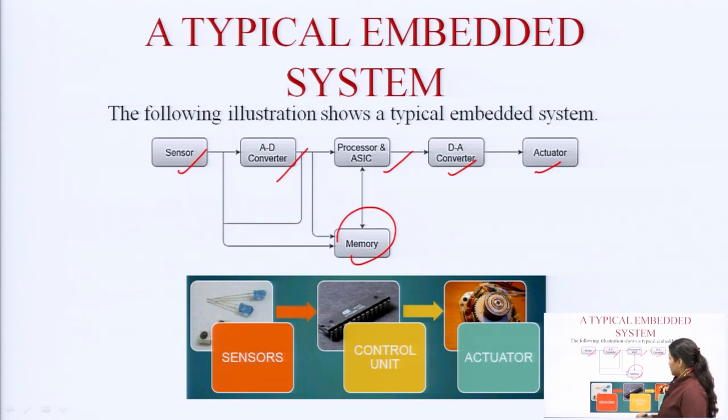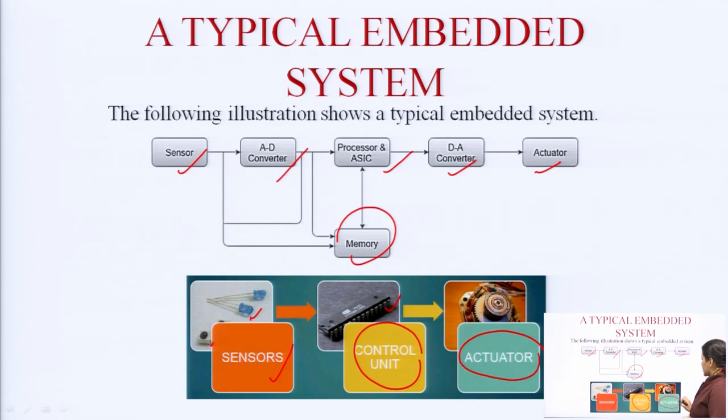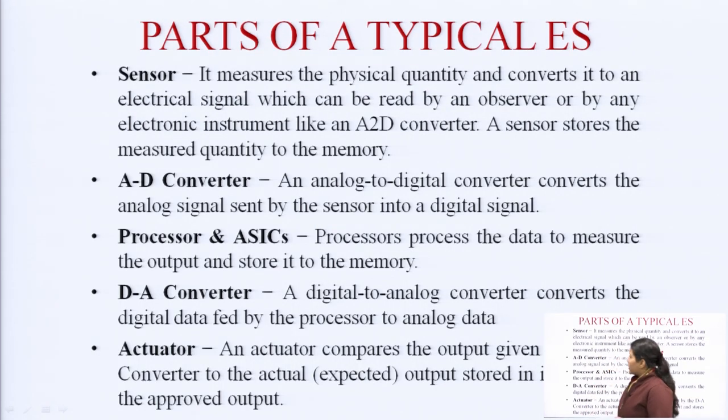So, this is the real picture. The sensors means there can be LEDs or any sensing devices. The control unit consists of any microcontroller or microprocessor. The actuator consists of any mechanical devices like motors, stepper motors, etc. So, what are these parts actually?